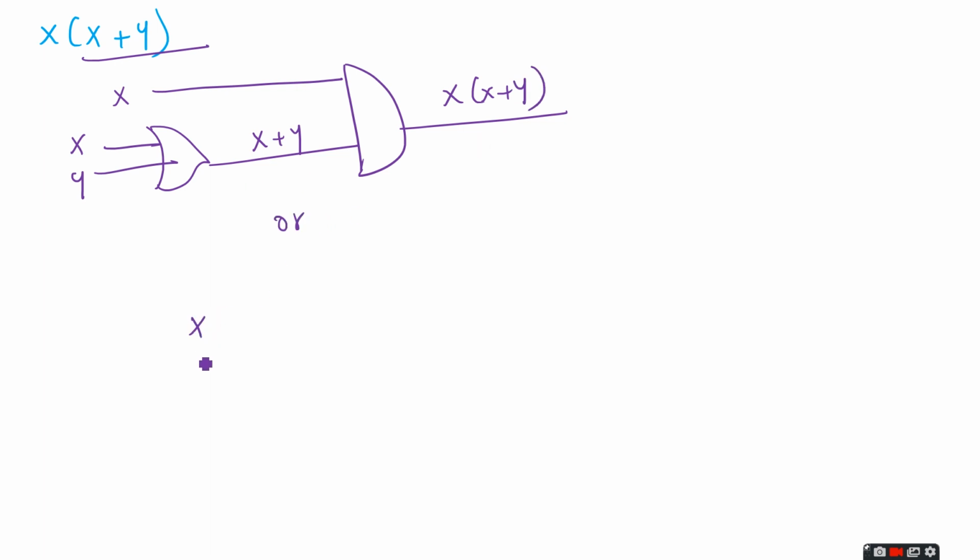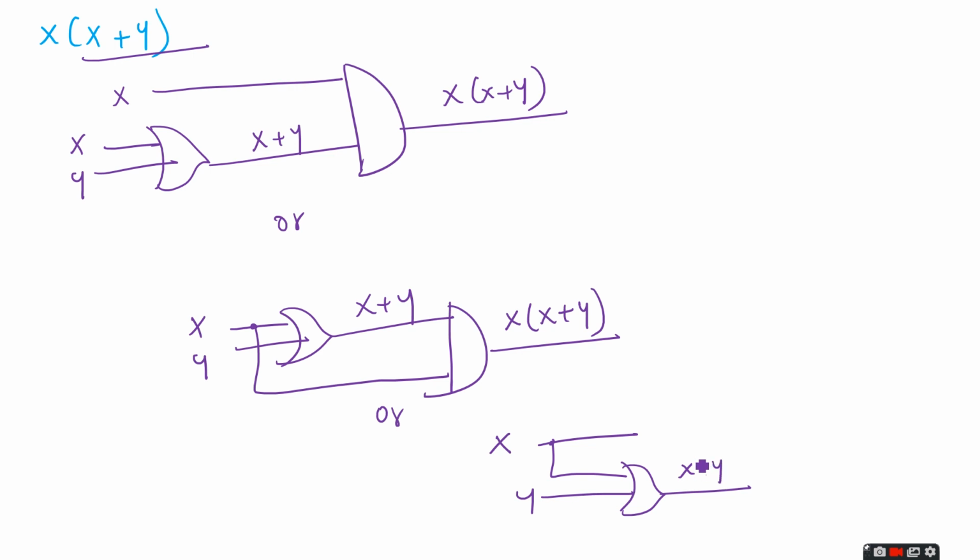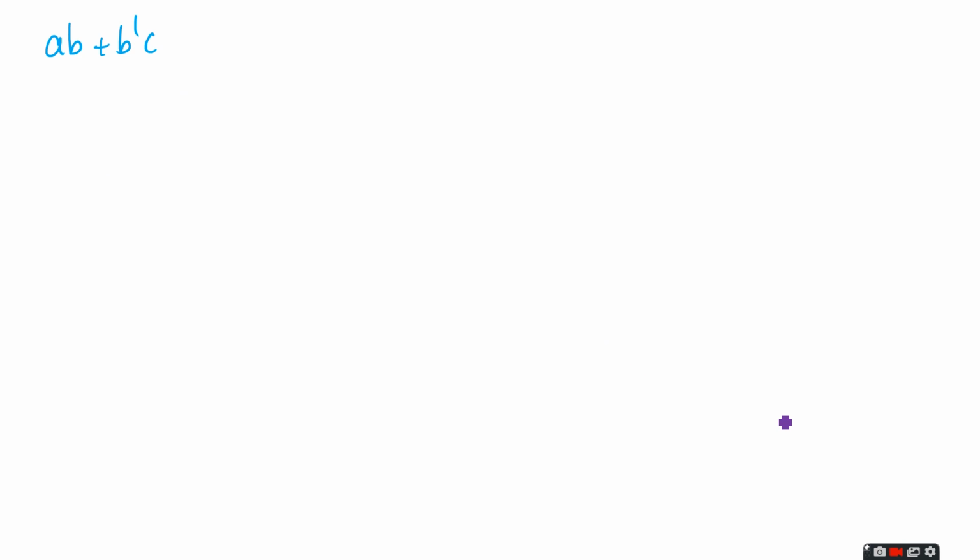Or we can write it like this. First we write X and Y, pass them through an OR gate, and we'll get X plus Y. Now we can take the connection from here, then pass it through an AND gate, and we'll get X into (X plus Y). Or we can write it like this: X, then we'll take the connection, then Y, pass them through an OR gate, it will be X plus Y, then we'll pass it through an AND gate, and we'll get X into (X plus Y). So this way we can draw the circuit.